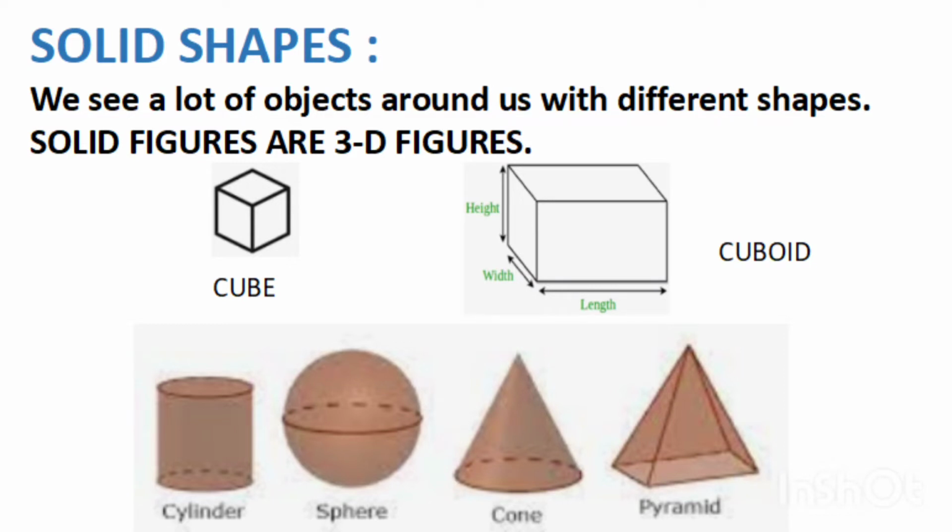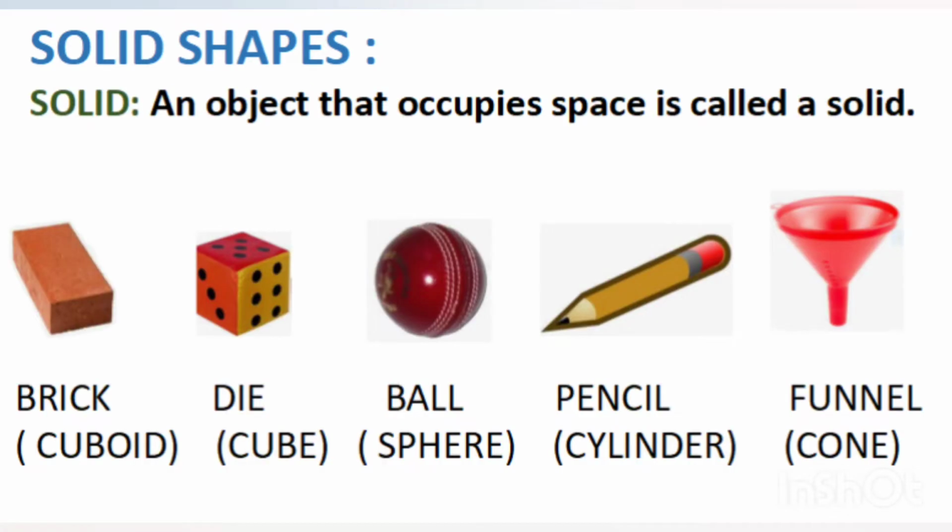They have length, breadth and height also. Here you can see a few objects given: brick, die, ball, pencil, funnel and so on. They are all solids. These solids occupy space. Brick is a cuboid. Die, whose dimensions length, breadth and height are all equal, is a cube.